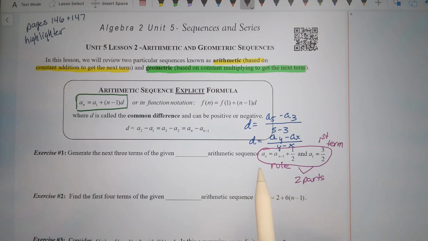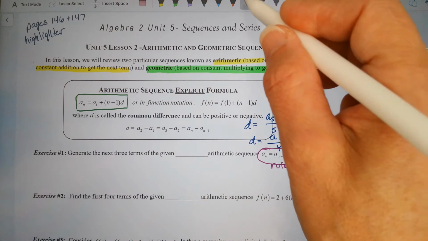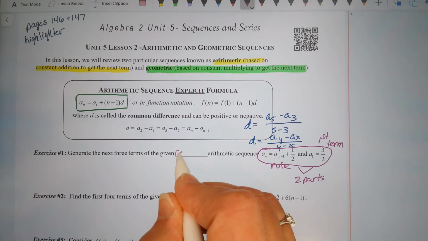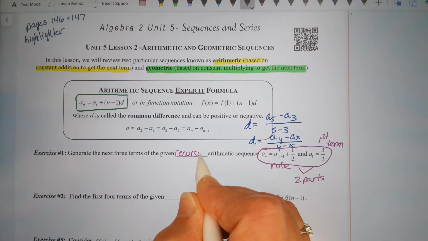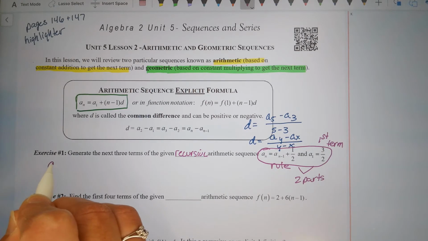And a sub n is equal to a sub n minus 1. Now, a sub n is the value of the nth term. A sub n minus 1 is the value of the term previous. So this is a recursive arithmetic formula. We want to generate the next three terms. Well, we have the first.